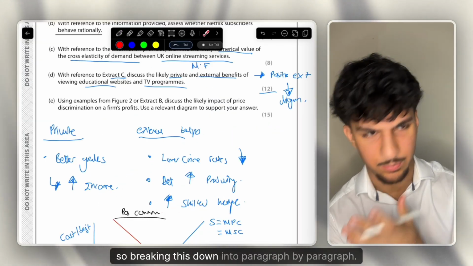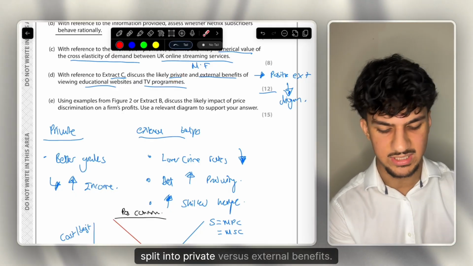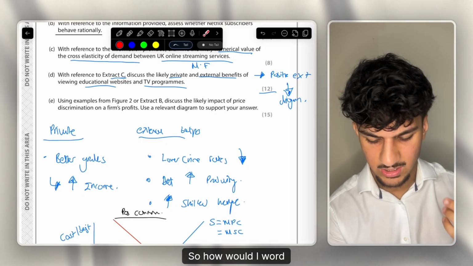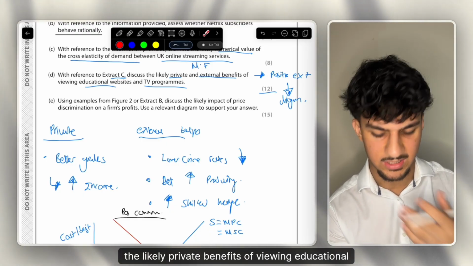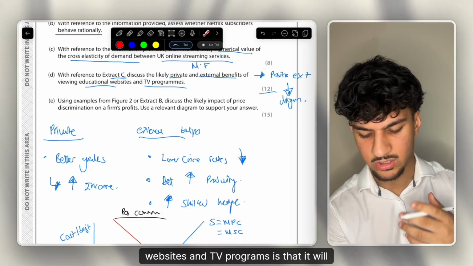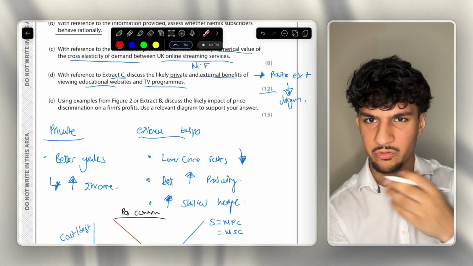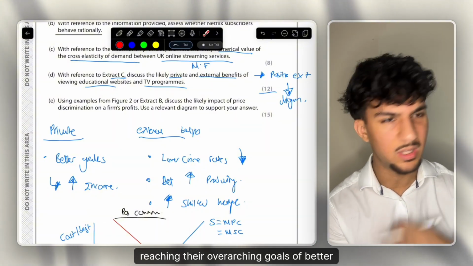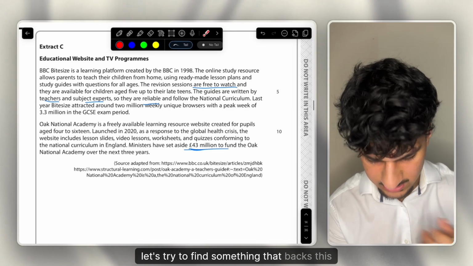Okay, so breaking this down paragraph by paragraph. For this first paragraph, of course, split into private versus external benefits. So how would I word this? The likely private benefits of viewing educational websites and TV programs is that it will lead students to have better grades, thus reaching their overarching goals of better income. Then I would go to the extracts. Let's try to find something that backs this up.